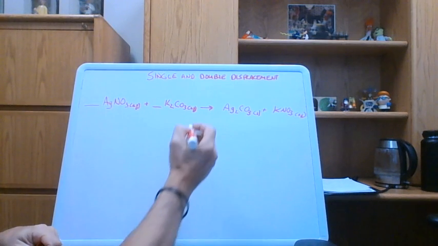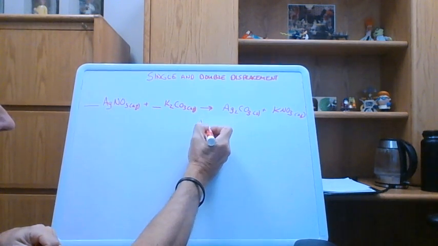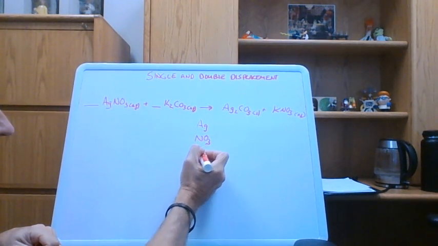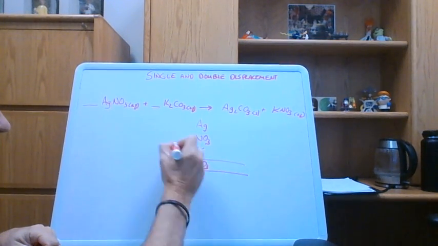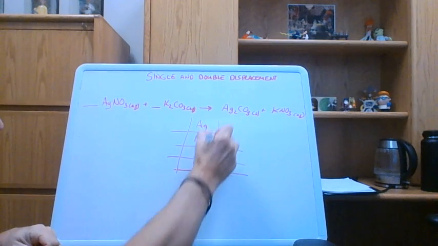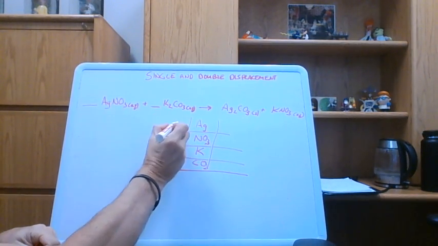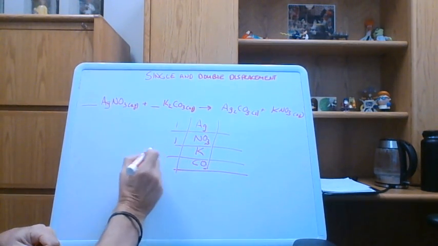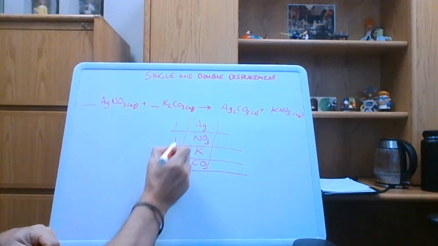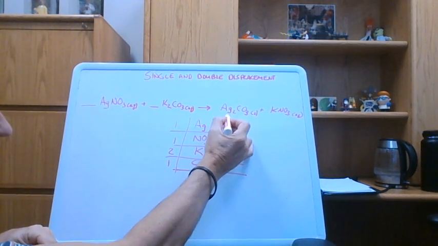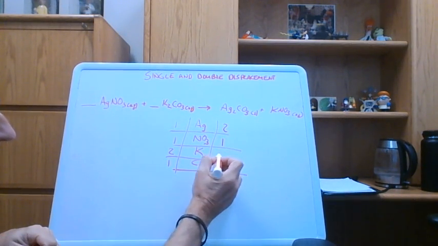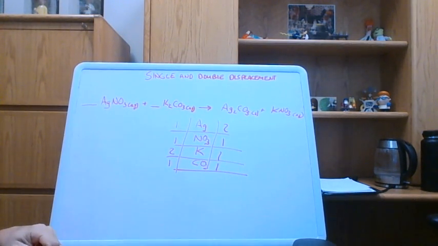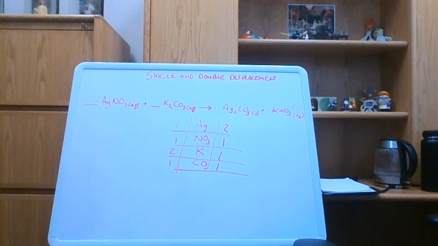Right, now we have to balance our equation. So we are trying to balance silver, and we'll treat nitrate as a group, and we'll treat the carbonate as a group. Right, so on this side we have one silver atom, one nitrate polyatomic ion, two potassium, and one carbonate. Over here we have two silver, one nitrate, one potassium, and one carbonate. So we've got some work to do in our balancing.